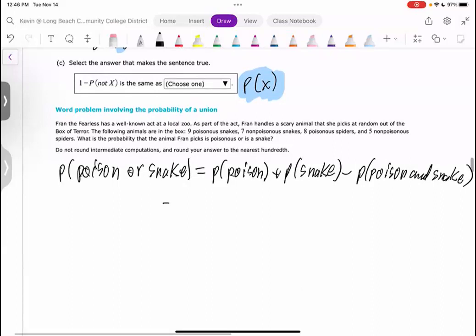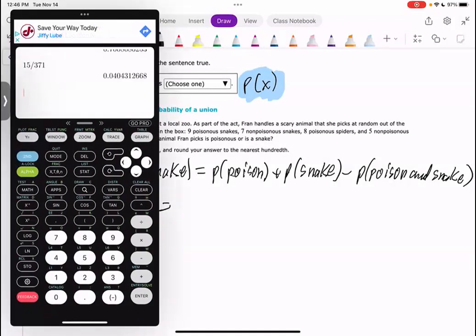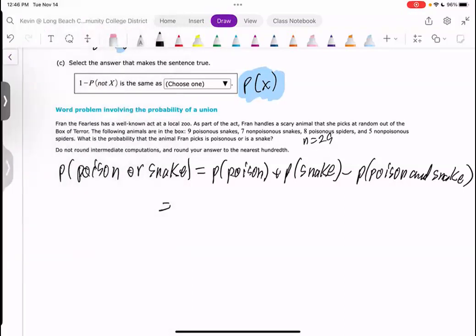All right, so let's find out, first of all, what our denominator is going to be. So it looks like 9 poisonous snakes plus 7 non-poisonous plus 8 poisonous spiders plus 5. So there are 29. So n in this case is 29. So that's going to be my denominator each time. All right. So probability of poisonous. How many poisonous? So there's 9 plus the 8, it looks like to me.